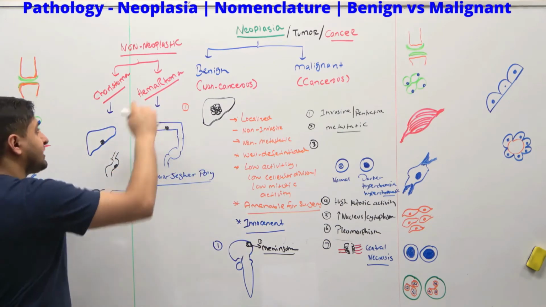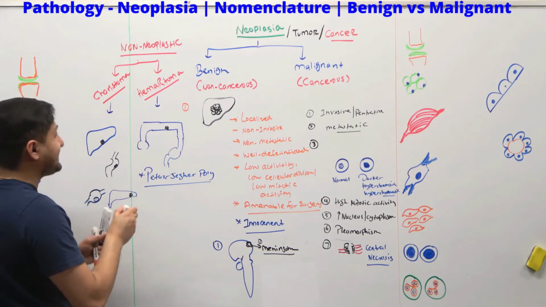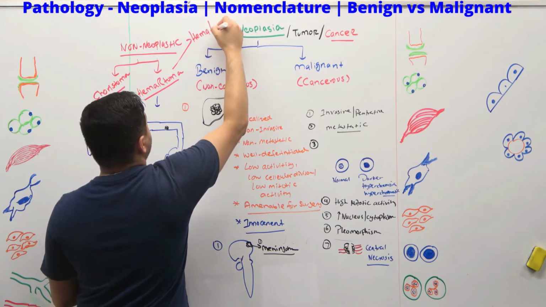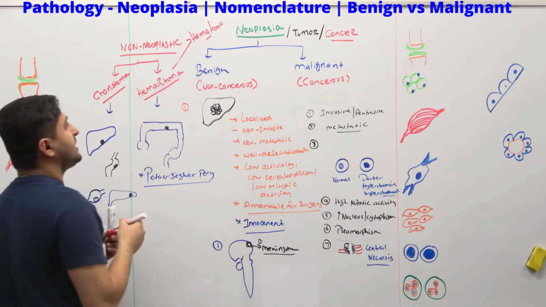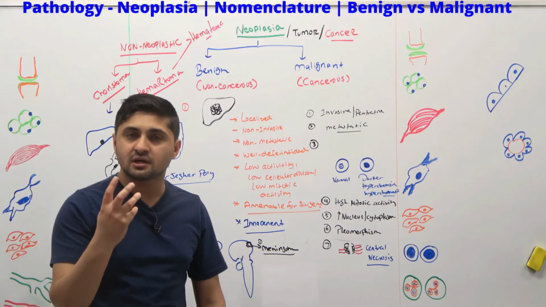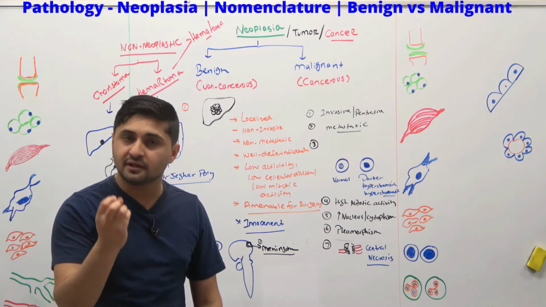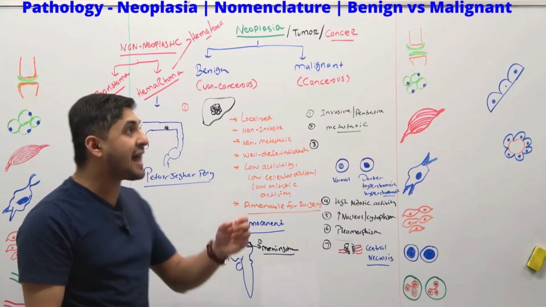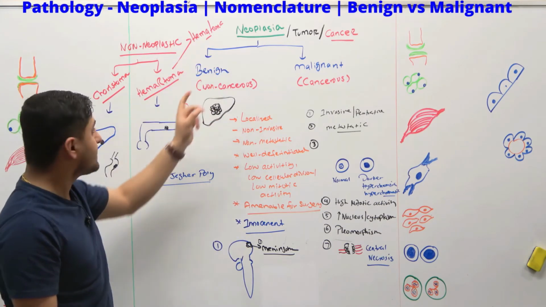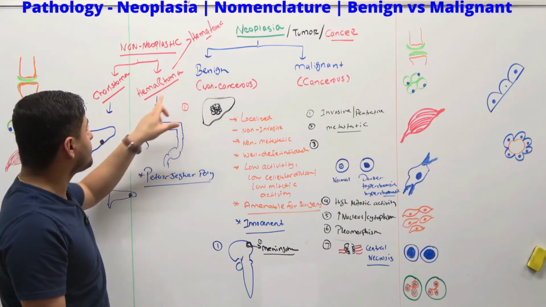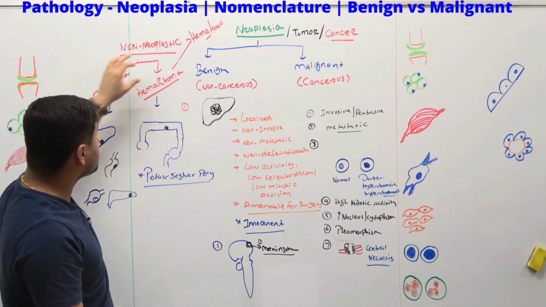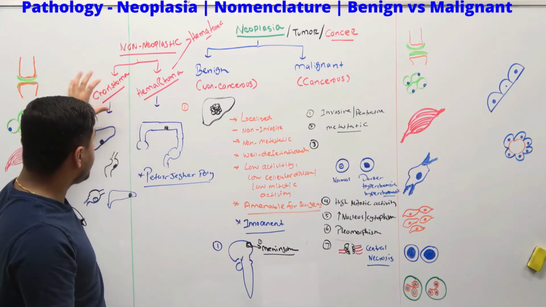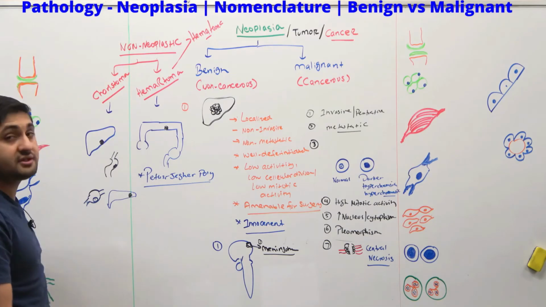Please guys, do not confuse hamartoma with hematoma. There's no R in hematoma. Hematoma basically means a collection of blood, where a clot is formed. Hematoma is different than hamartoma. But all three are non-neoplastic, and this is something you have to remember. I'm going to show you pictures of this as well.